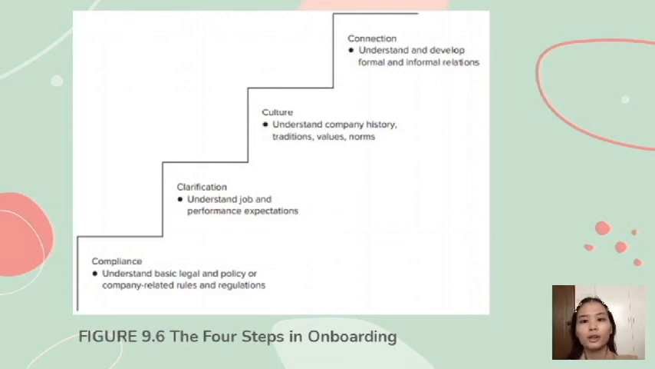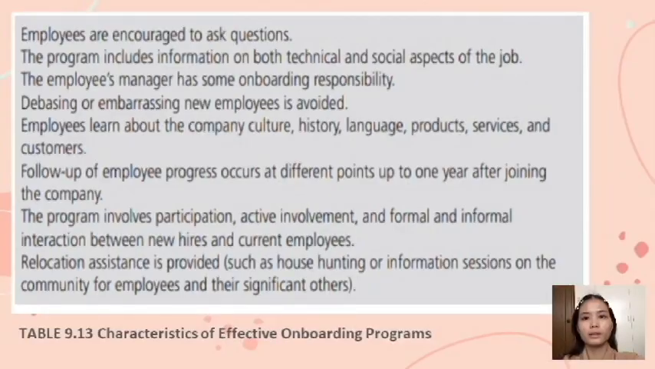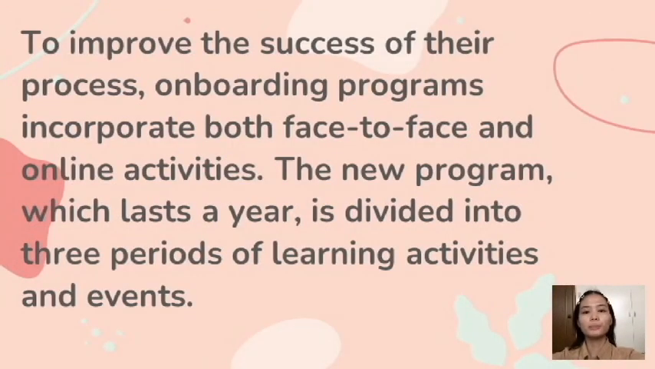Many significant outcomes for the person and the company are associated with effective onboarding, including increased job satisfaction, organizational commitment, reduced turnover, higher performance, less stress, and career effectiveness. Table 9.13 shows the characteristics of effective onboarding programs. Onboarding programs that are effective actively include the new employee. Several companies provide onboarding programs that include the features listed in this table. To improve the success of their process, onboarding programs incorporate both face-to-face and online activities.